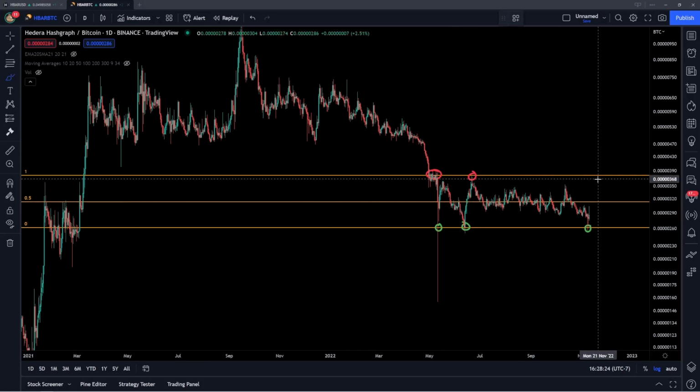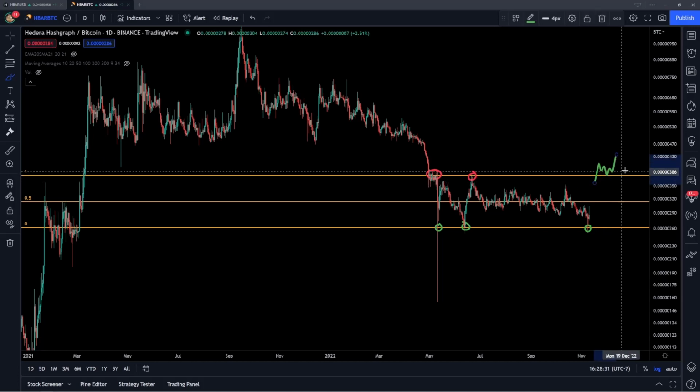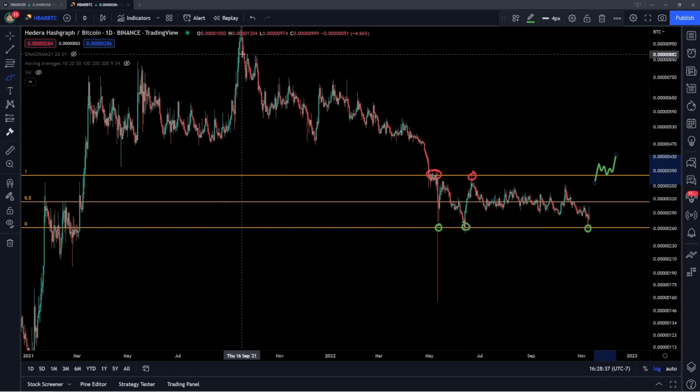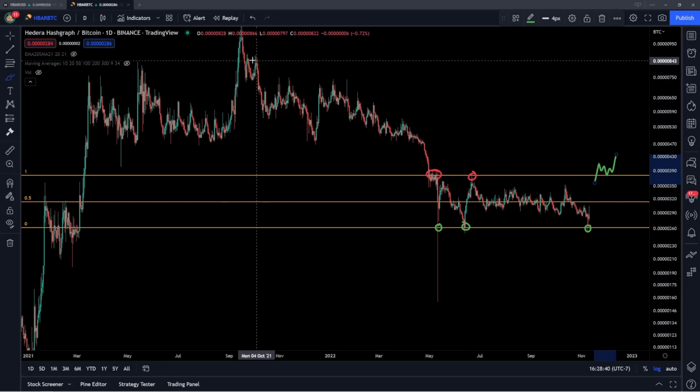So that could either mean that HBAR is coming back above the range highs, the resistance at 377 Satoshis, and then flipping that into support. And a move like this would be a huge breakout in which I would suspect that we have had a reversal of this longer term decline against Bitcoin beginning back here in September 2021.